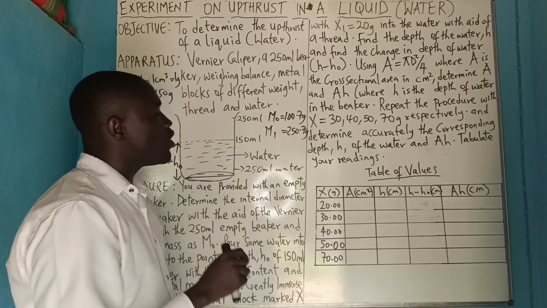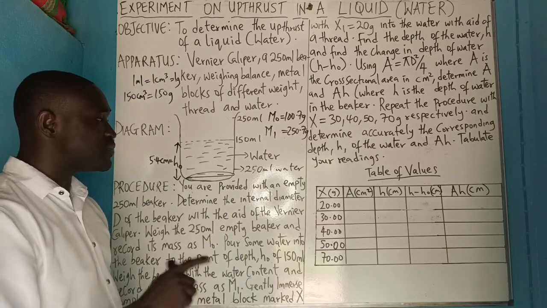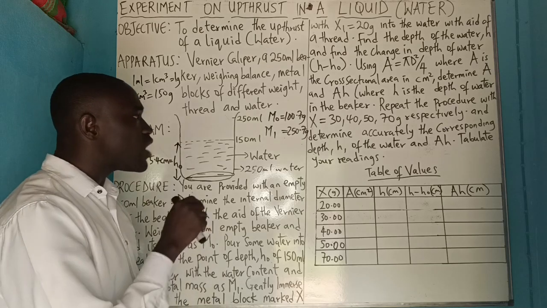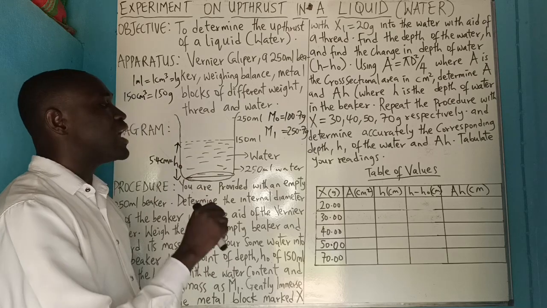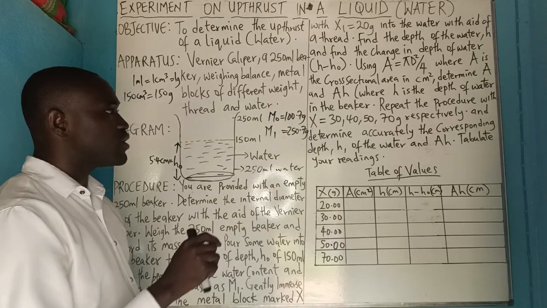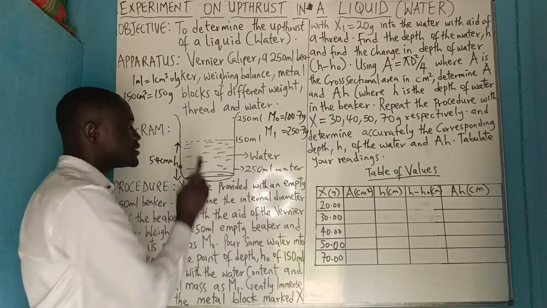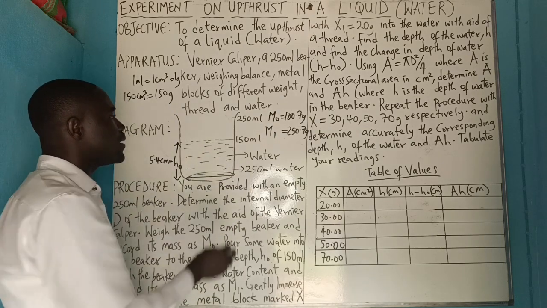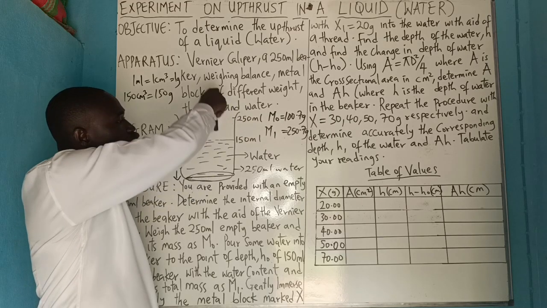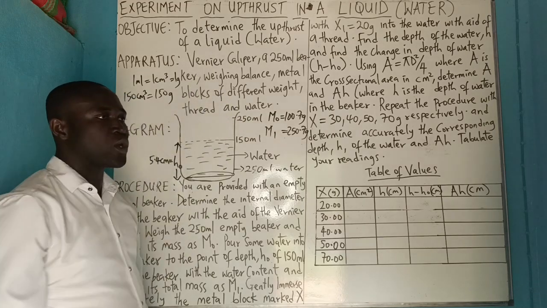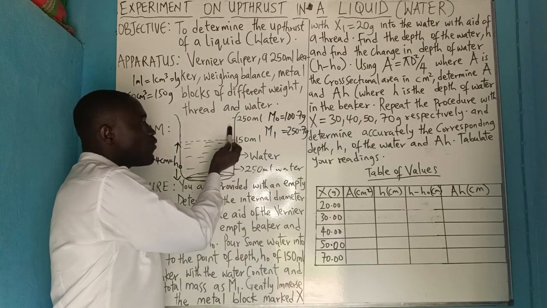Repeat the procedure with x equals 30, 40, 50 gram respectively, and determine accurately the corresponding depth h of the water. Tabulate your readings. This is just trying to tell you that as you are seeing this water here, when you immerse 20 gram, it will displace its own weight inside this water, and as it's displacing its own weight inside this water, the volume of water will increase.